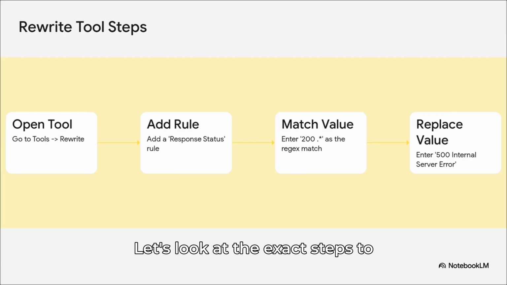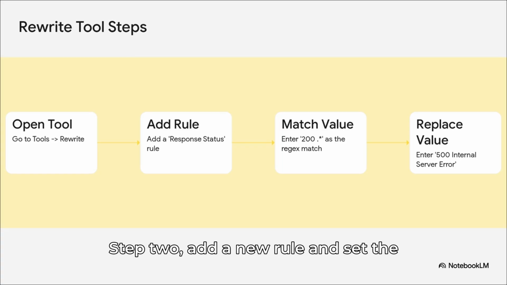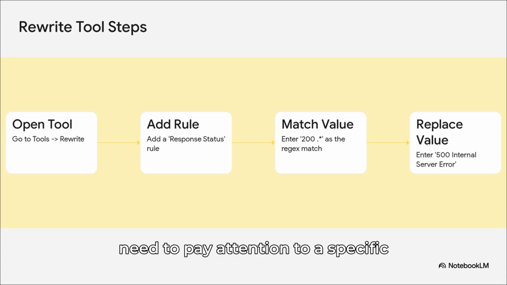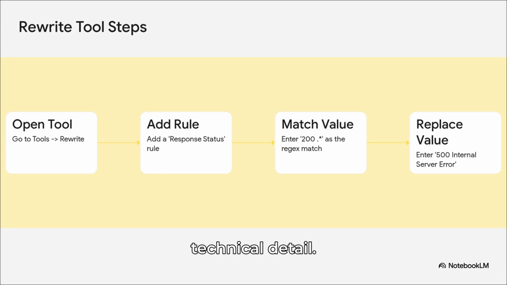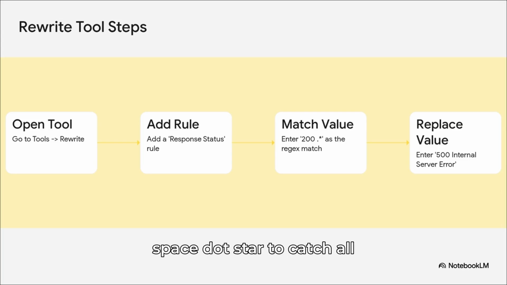Let's look at the exact steps to rewrite a status code. Step 1. Go to Tools, then Rewrite. Step 2. Add a new rule and set the type to Response Status. Now, Step 3 is where you really need to pay attention to a specific technical detail. Charles uses regular expressions here, so for the match value, you type 200 space dot star to catch all successful 200 responses. Step 4, the replace value.